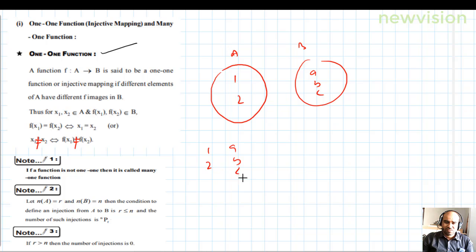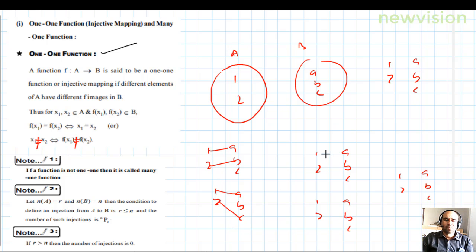1 to A, B, C. Okay. Listen, 1, 2, 3, 4, 5, 1 to A, B, C. This is a one-one function, observe now. This is another one-one function. This is another one-one function. 1 to B, 2 to A, 2 to C, this is another one-one function.